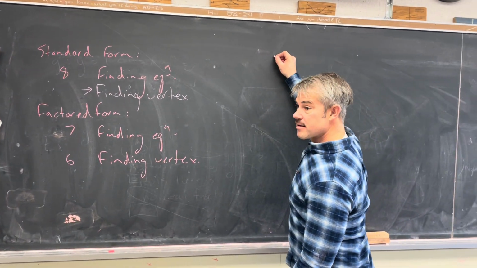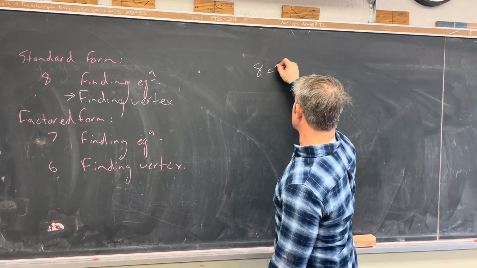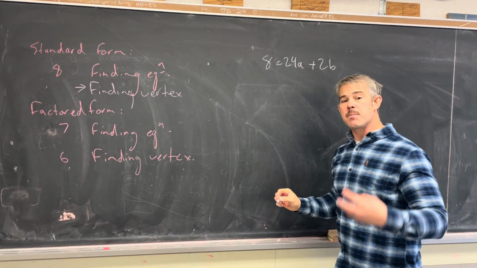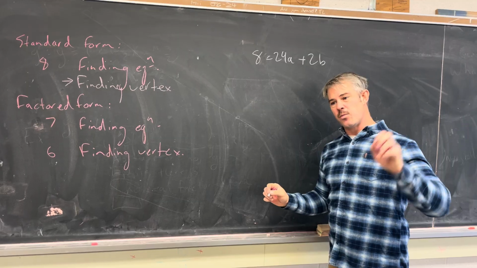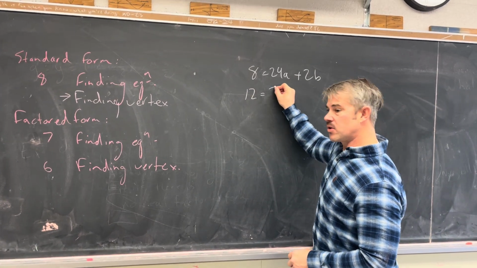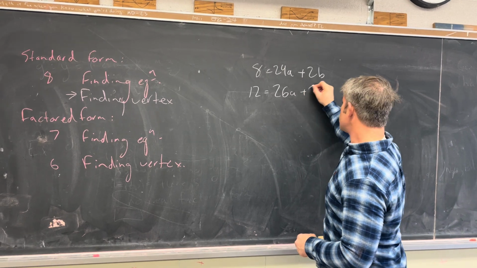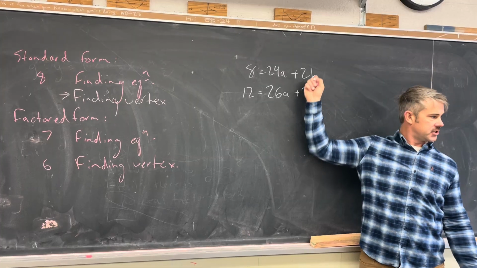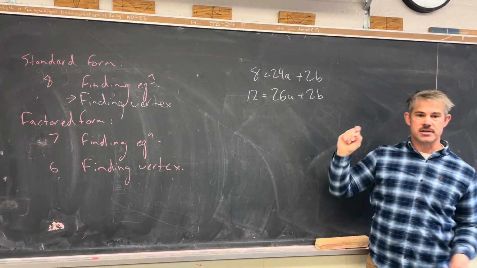So I'll have 8 equals 24a plus 2b. And I'm going to take my first equation, the one that I found between 1 and 2, and multiply it by 2. So that way I have 12 equals 26a plus 2b. I multiplied it by 2 so that I would have a matching coefficient pair, right? So that way it would be easier to simplify.